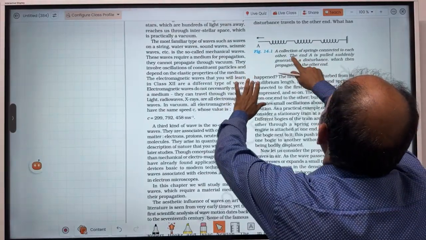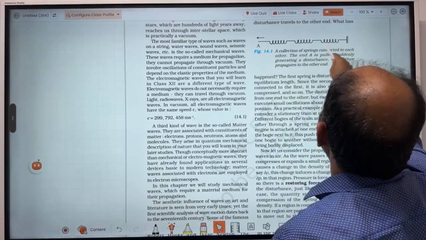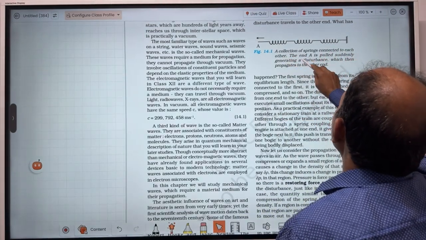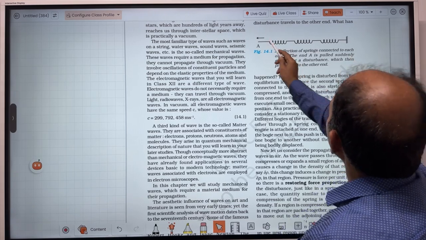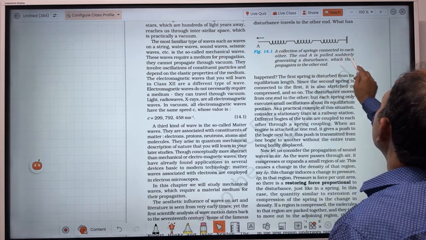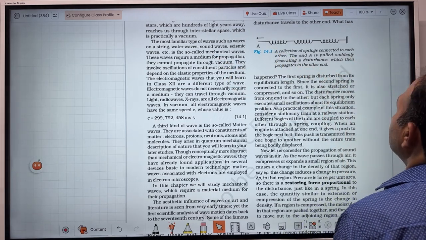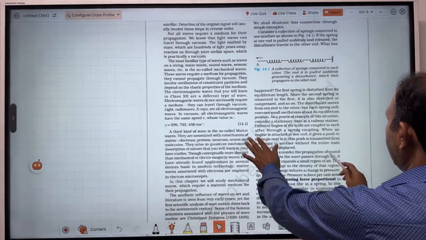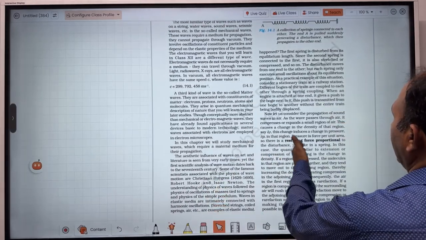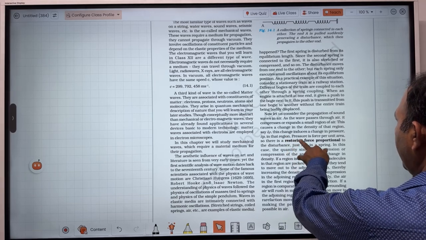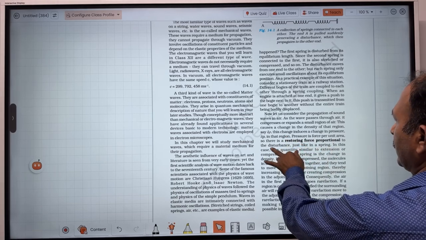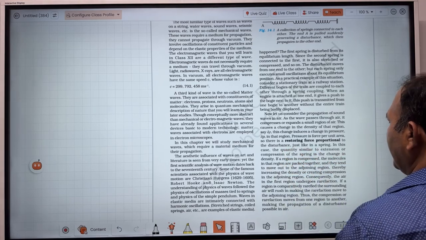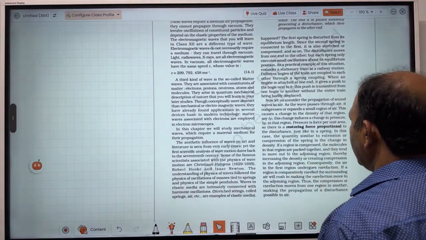Here, if you observe this diagram, there are three springs, so a collection of springs connected to each other. The end A is pulled suddenly. Here we pull it, generating a disturbance which then propagates to the other end. And here another term is given: pressure is force per unit area. So there is a restoring force proportional to the disturbance, just like in a spring that you have studied.